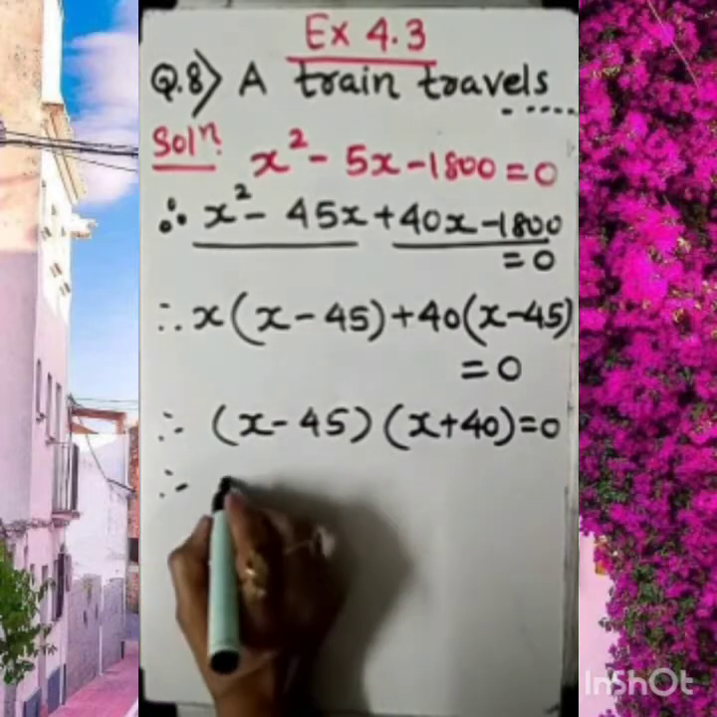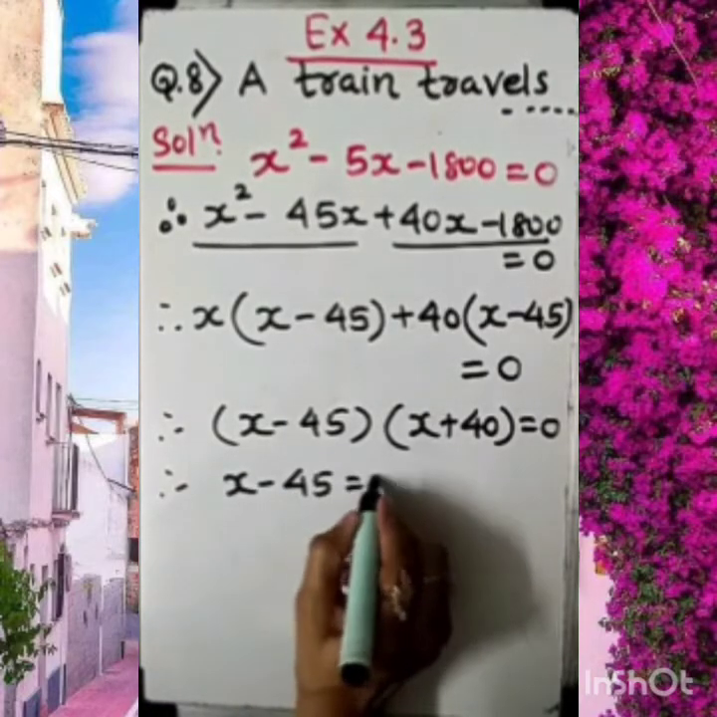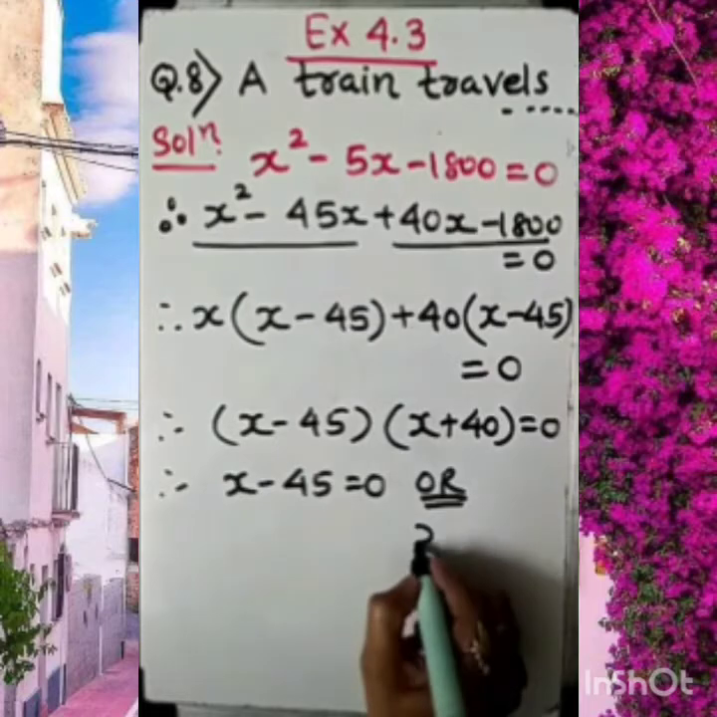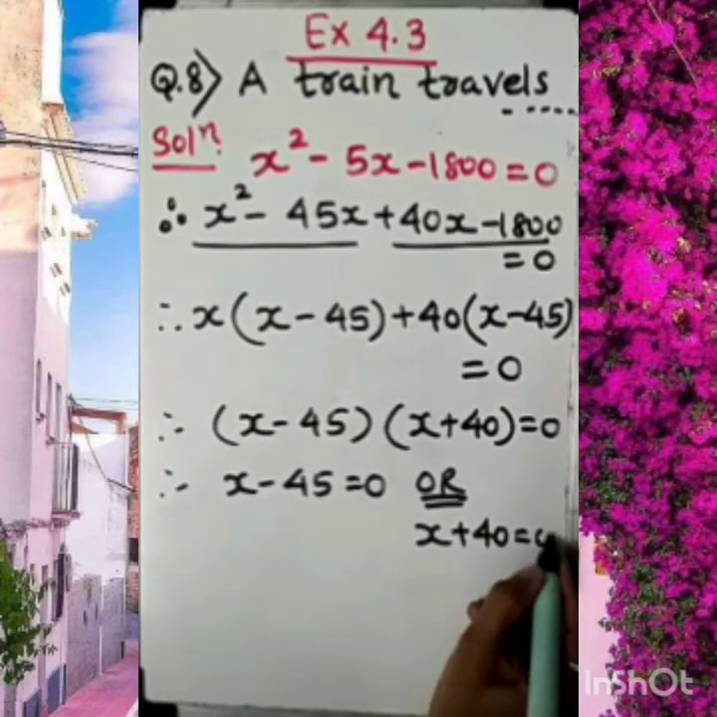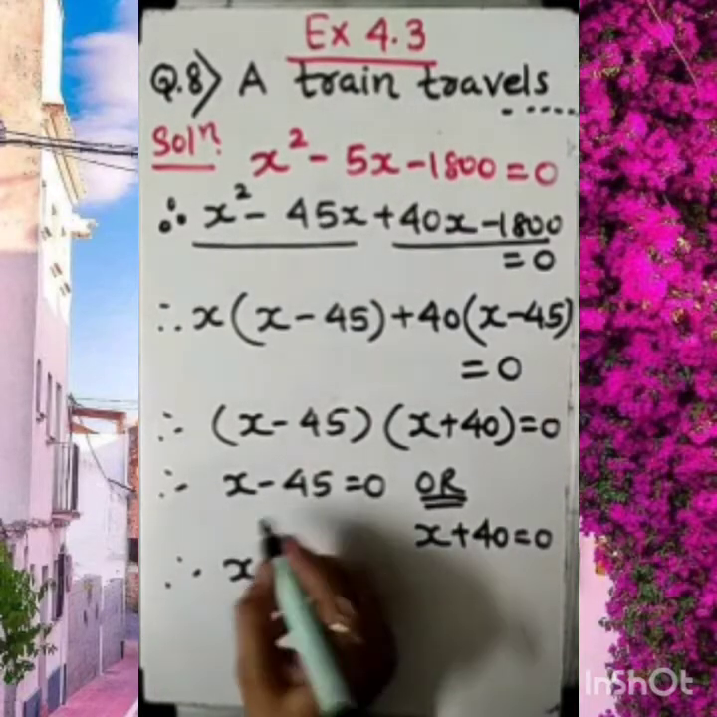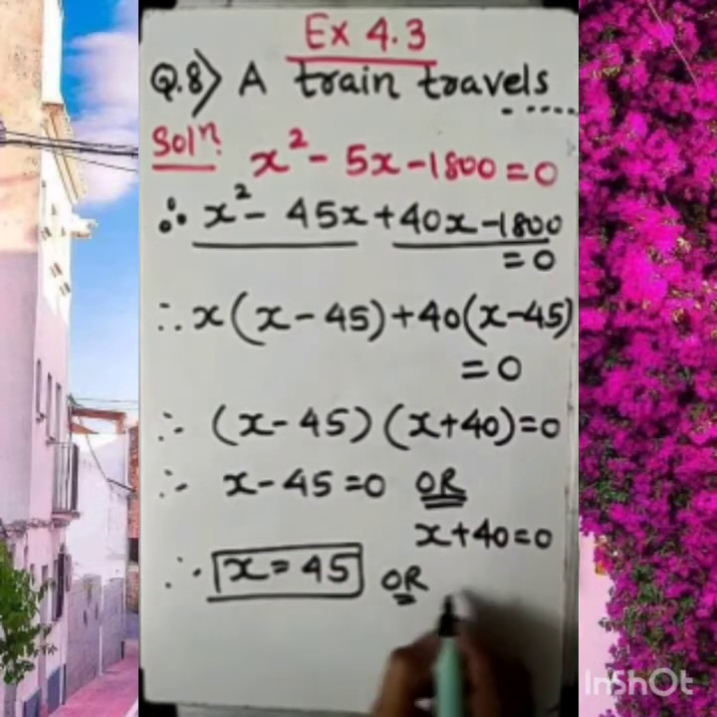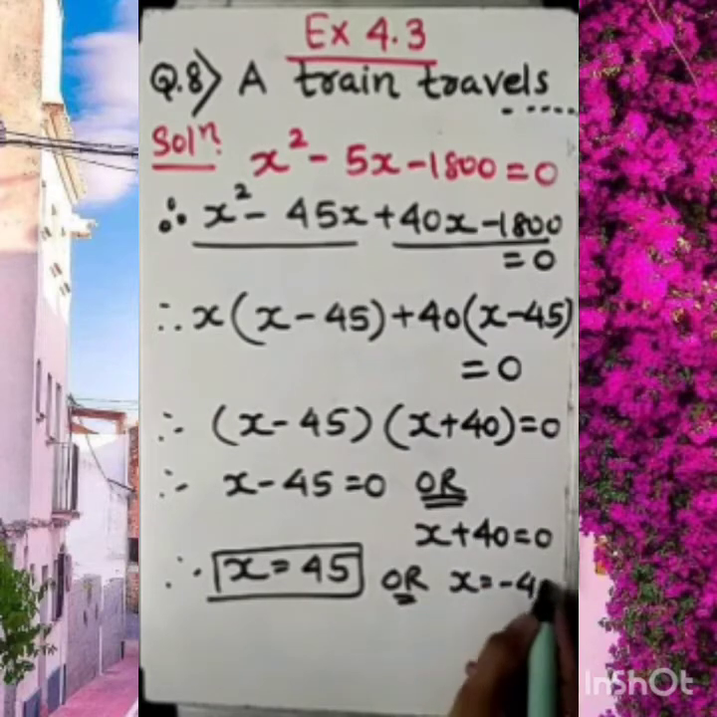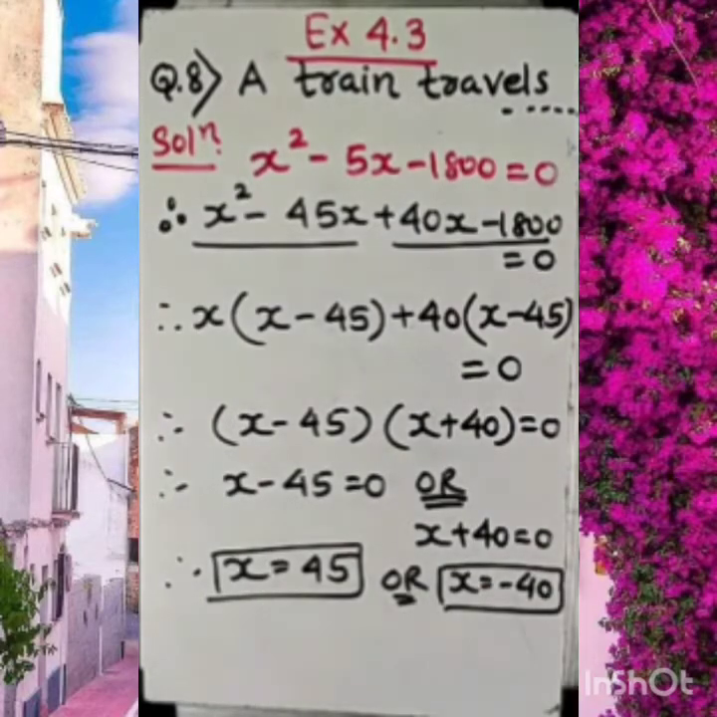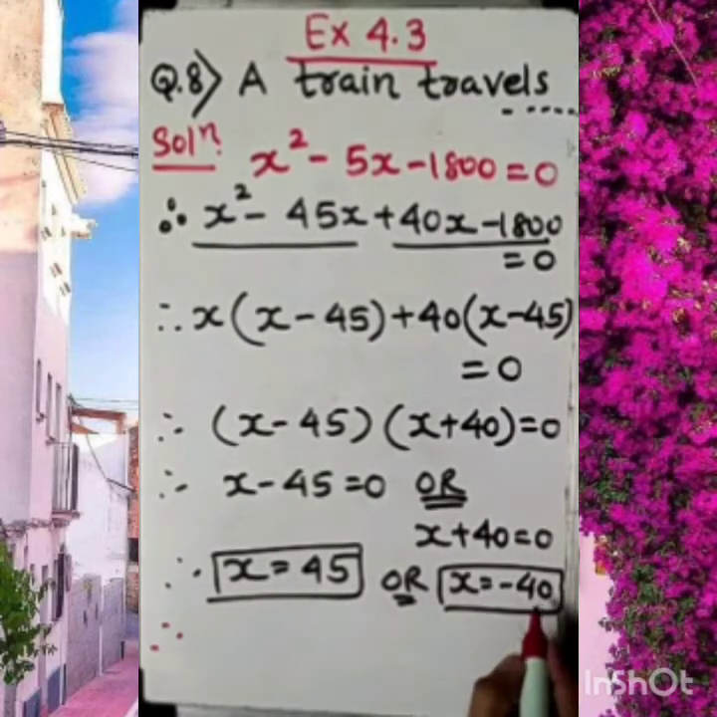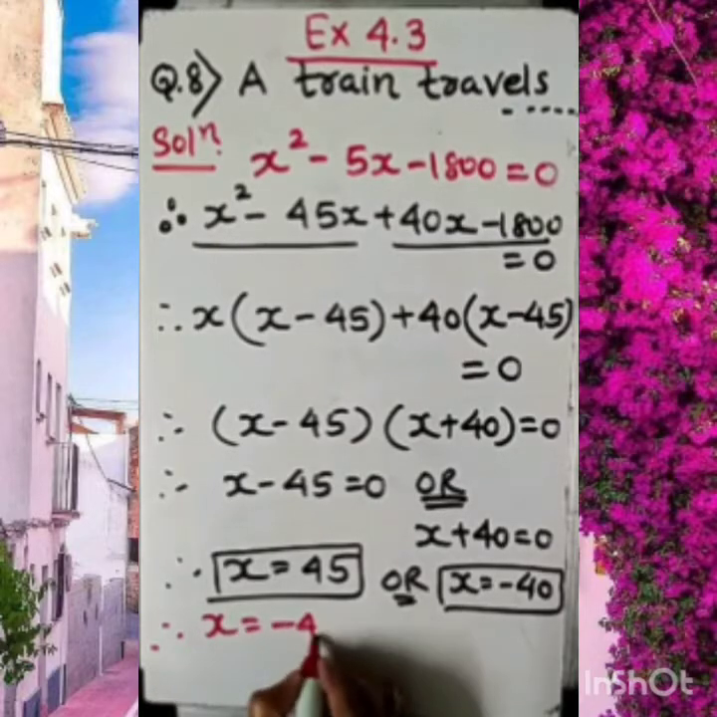Therefore, x minus 45 equal to 0 or x plus 40 equal to 0. Therefore, minus 45 will move to that side, it will be plus 45. And of course, this will be minus 40. And dear student, as we have assumed x as the speed of the train, and it can't be negative, here the speed of the train can't be negative. So x equal to minus 40 is not possible.